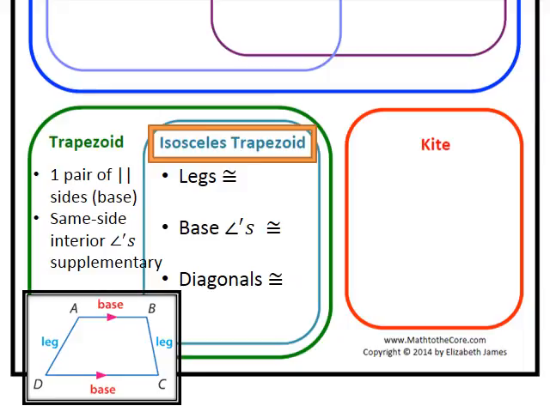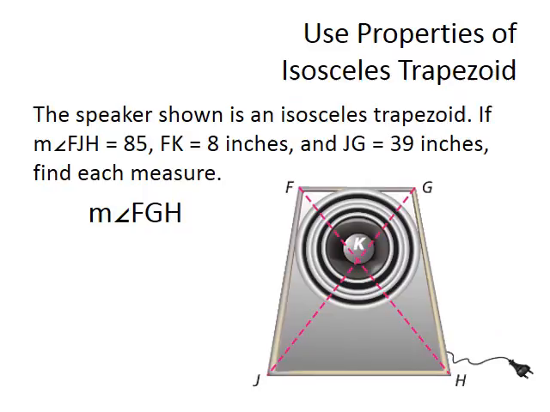So if you know you have an isosceles trapezoid, you can use those to find missing parts. So let's go ahead and do that. We want to use properties of isosceles trapezoids to find missing information. Here we've got a speaker from a sound system shaped as an isosceles trapezoid, and we're given some info up here about different pieces of the speaker. And we're going to find some different measures.